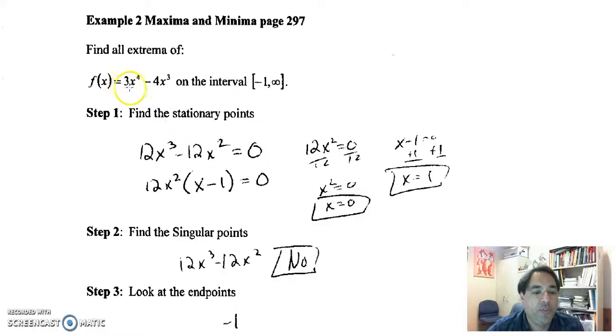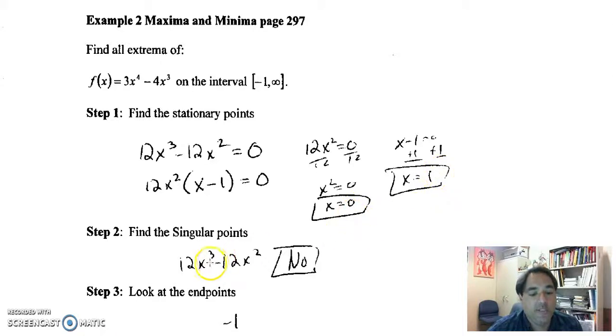So the derivative of 3x to the 4 is 12x to the third. The derivative of minus 4x to the third would be minus 12x squared. Set it equal to 0. Remember, you need to know how to factor. So to solve 12x to the third minus 12x squared equals 0, we're going to factor out the 12x squared, which will leave us with x minus 1. We set 12x squared equal to 0, and that gives us x equals 0. We set x minus 1 equal to 0, and that gives us x equals 1. So there are two possible stationary points at 0 and 1.